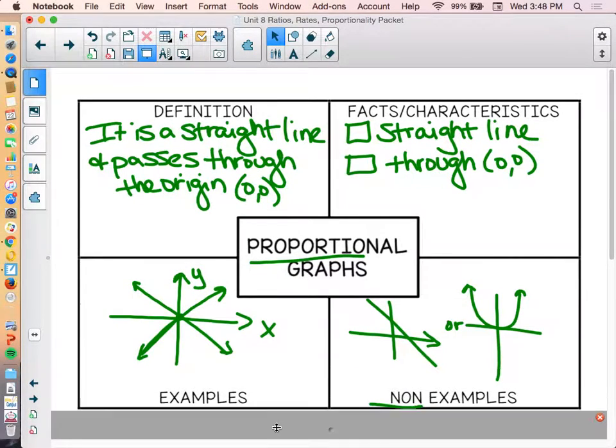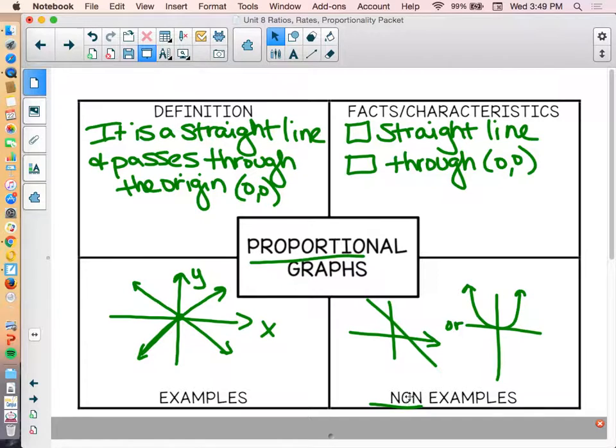All right, so if we want to look at some examples and non-examples, examples would be this line right here that goes from left to right. It still goes through the origin. And the other example would be any positive graph that goes from left to right, going up. That is also a proportional graph because it goes through the origin, which is right here, and it has a straight line.